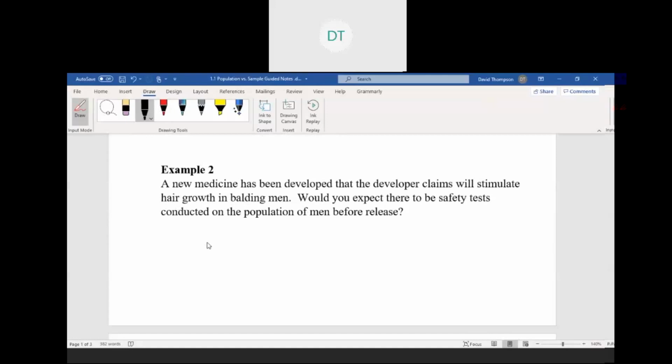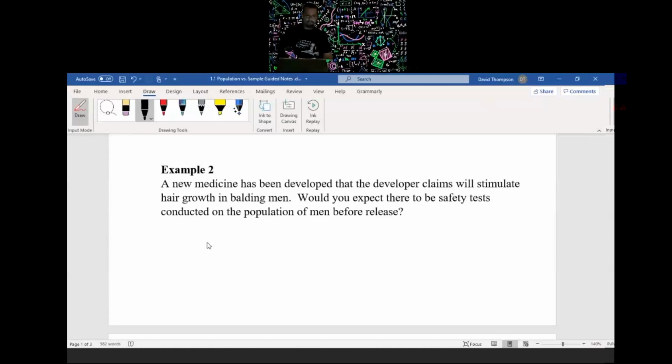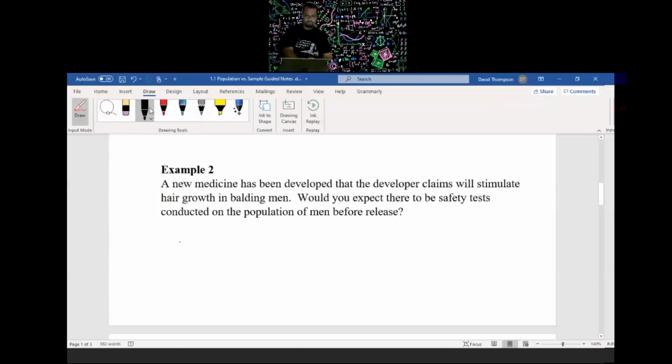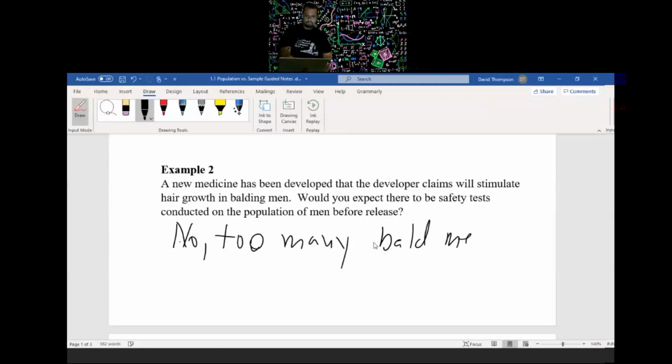Example 2. A new medicine has been developed that the developer claims will stimulate hair growth in bald men. Would you expect there to be safety tests conducted on the population of men before release? Simple answer is there's many bald men in the world, so it'll be impossible to test this on every single bald man. So no, there are two. The reason being, there's too many bald men in the world, so a sample size would be more sufficient for this study.